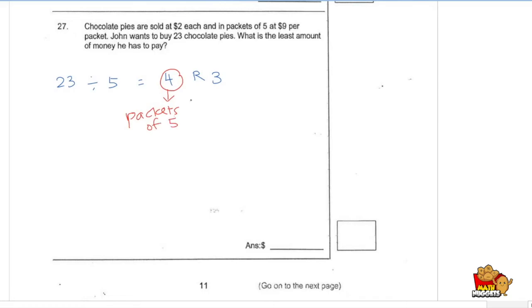So what's the least amount of money he has to pay? So if he buys 4 packets of 5, each packet is $9, right? So 4 packets will be $36. Now, as for the 3 chocolate pies, 3 pies cost how much? 1 pie itself costs $2. So 3 pies will be $6. So total will be 36 plus 6, which is $42.